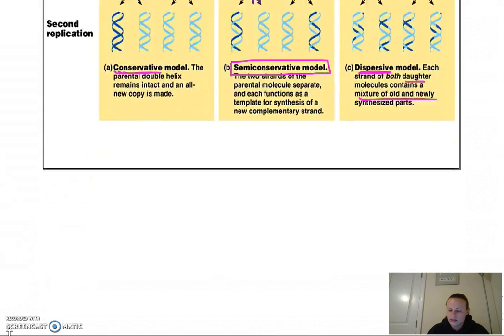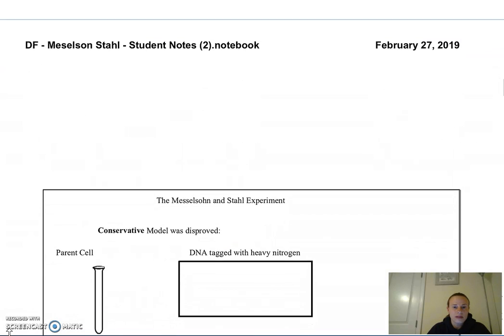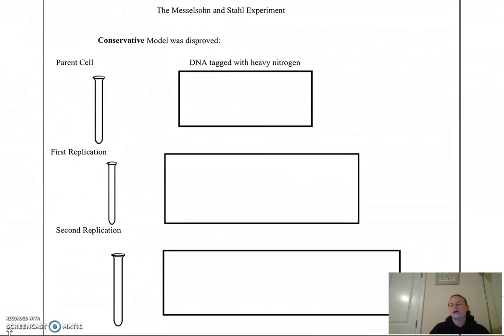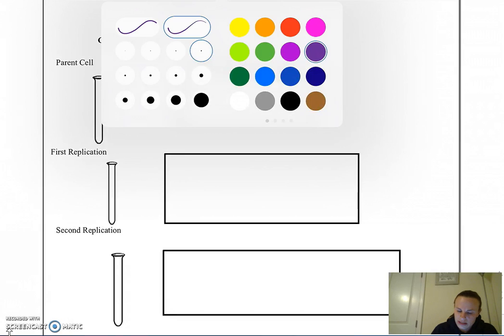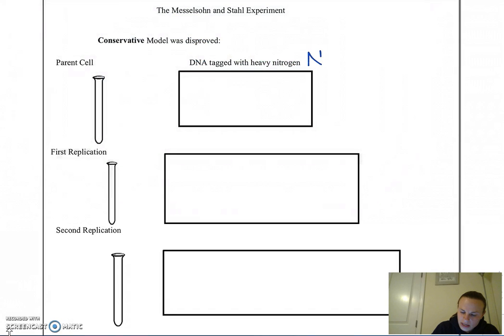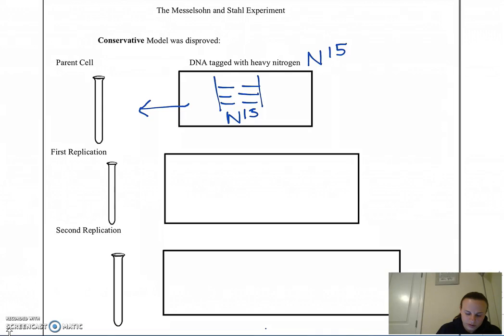So let's follow along and see what happened when Meselson and Stahl followed the patterns that were proposed for the different models of replication. So the DNA gets tagged with heavy nitrogen, right? This heavy nitrogen being N15. So here I've got my DNA, and it's going to get tagged with my heavy nitrogen. When I spin my sample in a centrifuge, I get one band at the bottom containing all of the heavy nitrogen. Yep, that matches Meselson and Stahl's experiment.